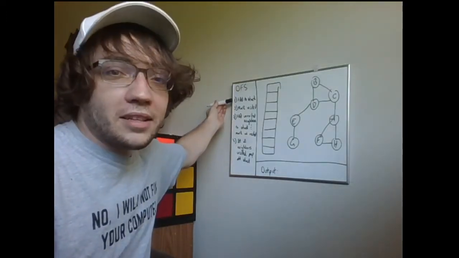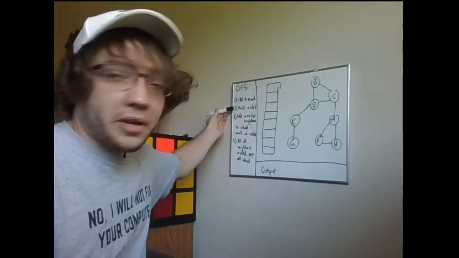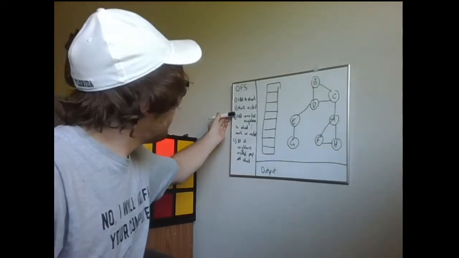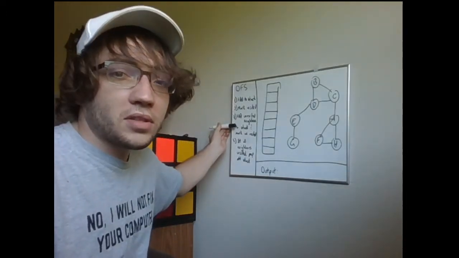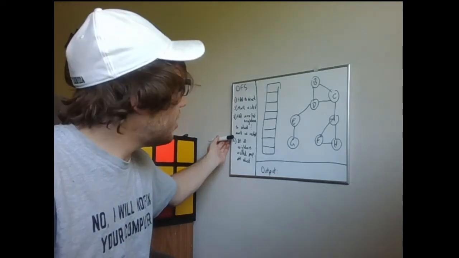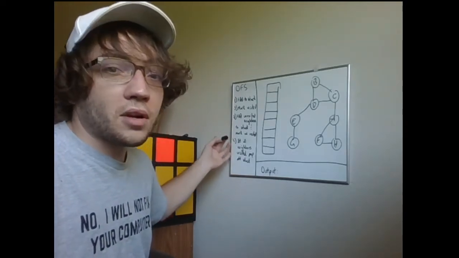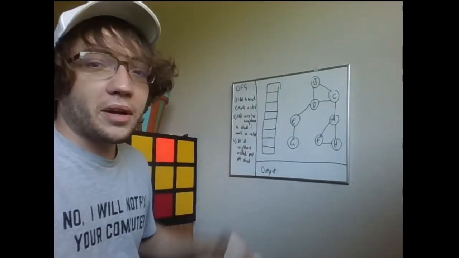So really there's 4 steps in this algorithm. You want to add the node to the stack, mark it as visited. You want to go to its unvisited neighbors and add those to the stack, and once all of the node's neighbors are visited, then you pop it off the stack.